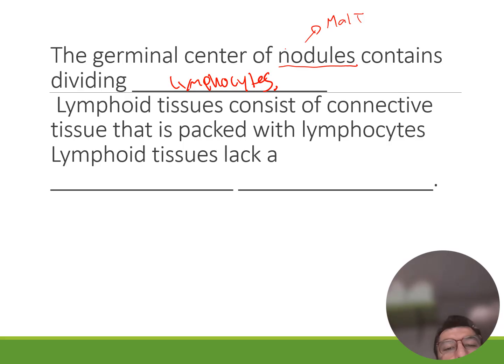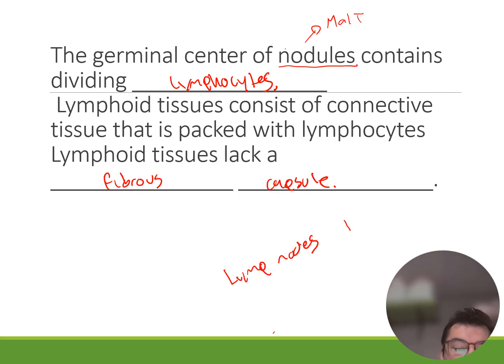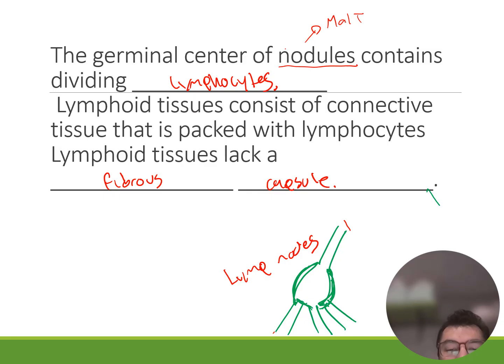Lymphoid tissues consist of connective tissue that is packed with lymphocytes. Lymphoid tissues lack a fibrous capsule. The fibrous capsule is seen within lymph nodes. They have a fibrous capsule. We have multiple afferent vessels, and there is a definite outer layer to this.